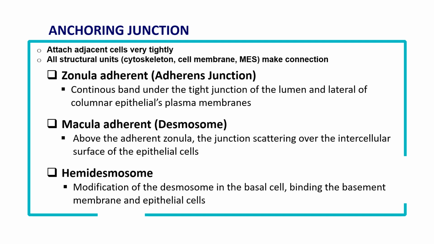Zonula adherens is a continuous band under the tight junction, at the lumen and lateral side of the columnar epithelial plasma membrane, and the desmosome is below the adherens junction. The junction is scattered over the intercellular surface of the epithelial cells. And the last is the hemidesmosome. Hemidesmosome is a modification of the desmosome in the basal cells, and it binds the basement membrane and epithelial cells.